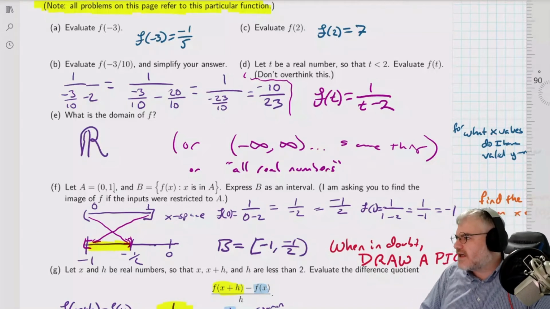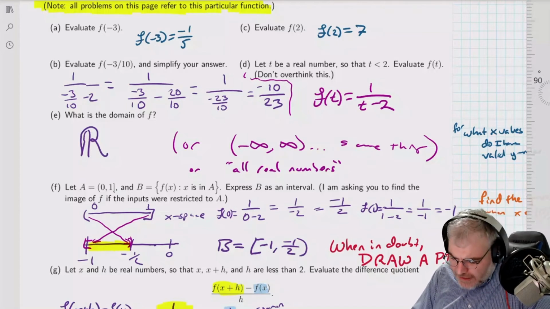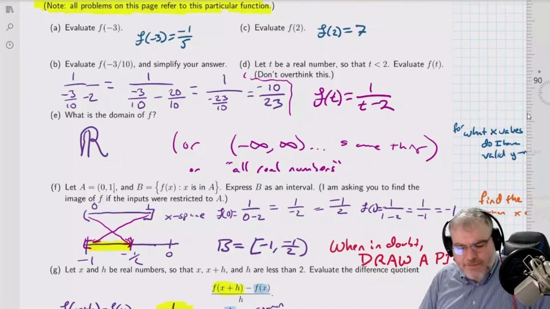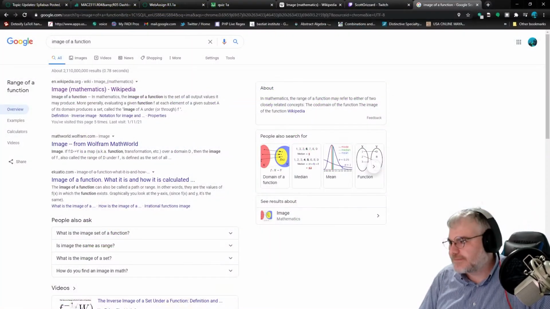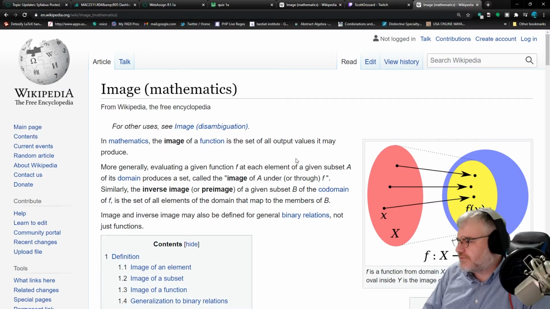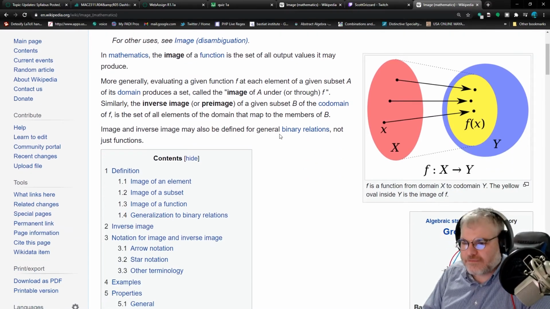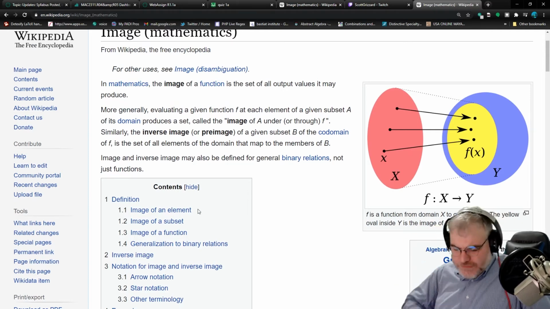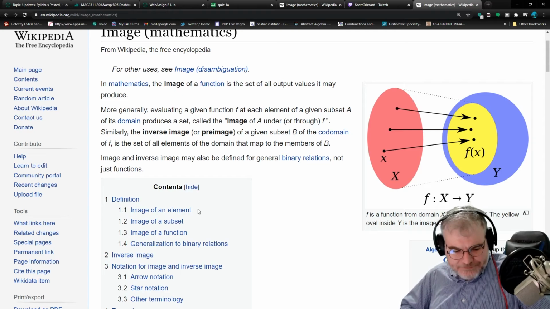The idea was that you'd come up here, you see this word image? You'd type an image of a function into Google, and you'd come up with something like this. And then you'd be able to read about what it means by the image. No, actually, because it's not. So the closed bracket says include. So let's talk about what this set is.